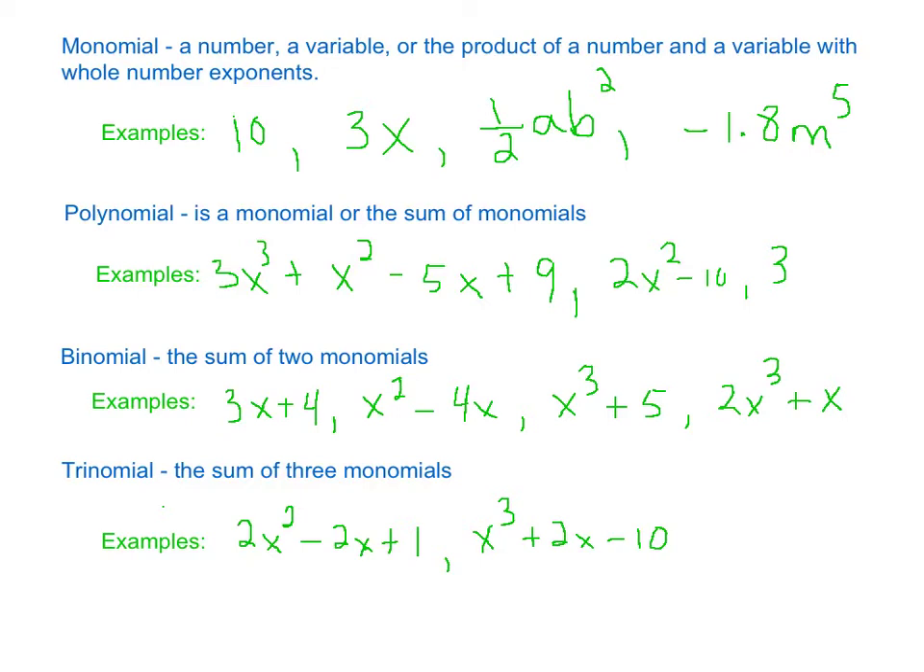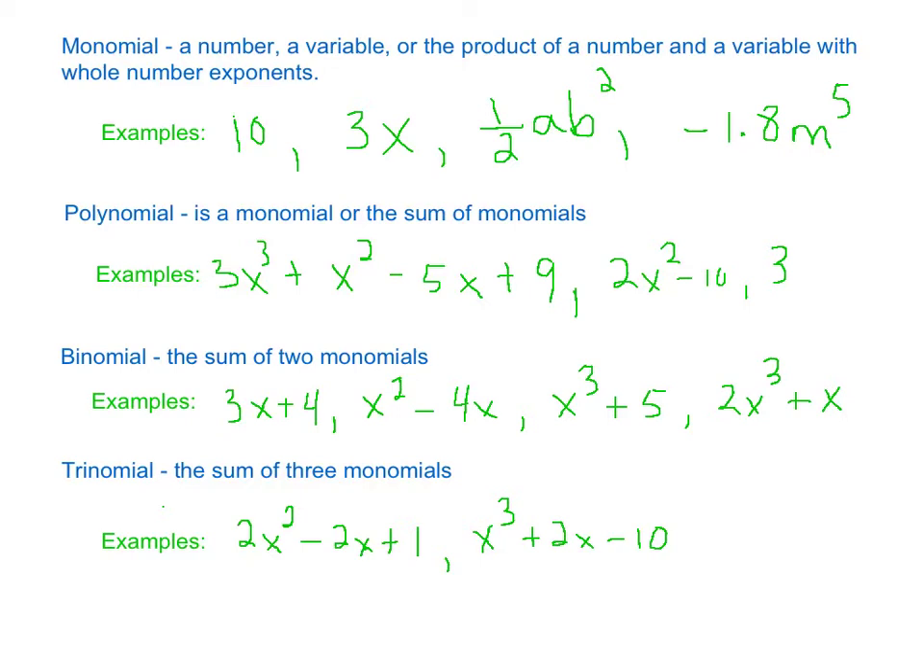Looking at the next definition, we have polynomial. That is a monomial or the sum of monomials. If you look at the examples here, we have 3x to the third plus x squared minus 5x plus 9. That's got many terms. Polynomials, many terms. And then the other example, we have 2x squared minus 10 and 3. 3 is a monomial, but a monomial is a polynomial.